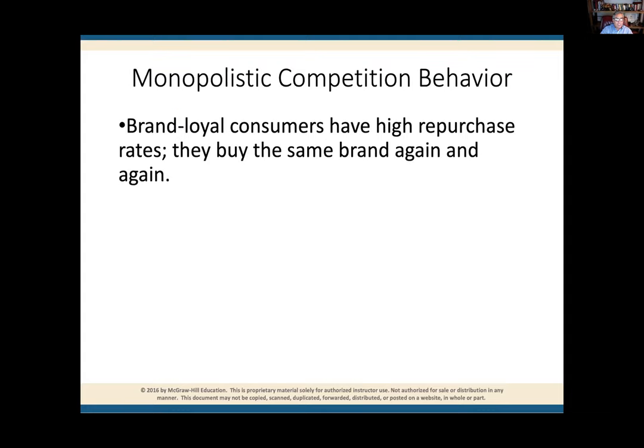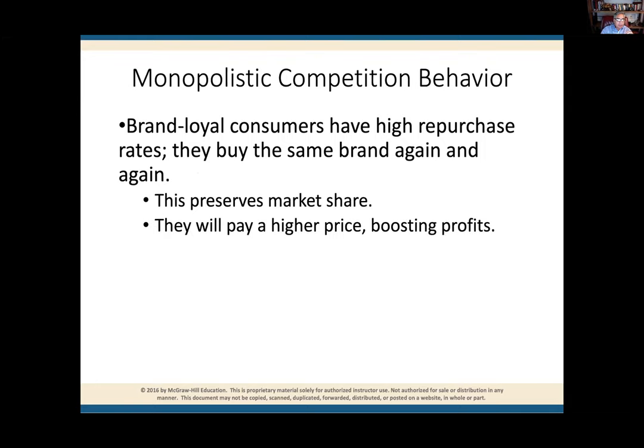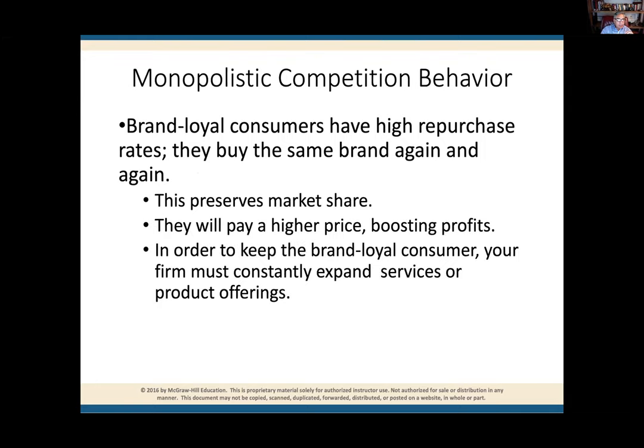So then, monopolistic competition: once they create a brand loyalty, they're going to have a higher repurchase rate, which simply means more people are going to continue buying from them, right? And again, they will try to preserve their market share, right? But the problem is that in order to maintain your loyal customers, the companies have to continuously try to expand services and offerings. In other words, if you go to the restaurant and every time you go, they have the same things, eventually you stop going.